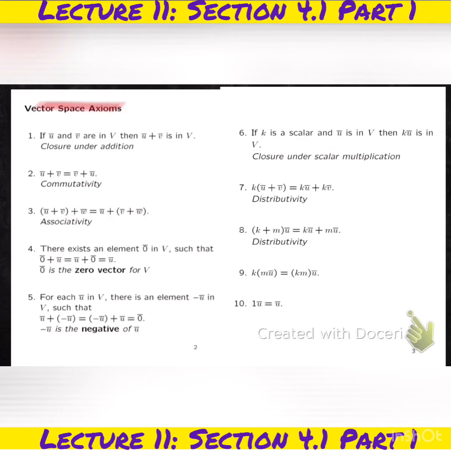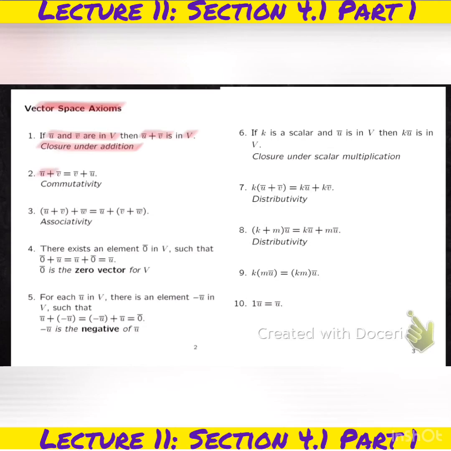The first axiom is closure under addition. Now closure means that if you add two vectors in your space, then the result needs to also be in the space. So that's closure under addition. As an example, if you look at the even integers, is the space of even integers closed under addition or not? Well, if you take two even integers and you add them together, the result is again an even integer. So the set of even integers is closed under addition.